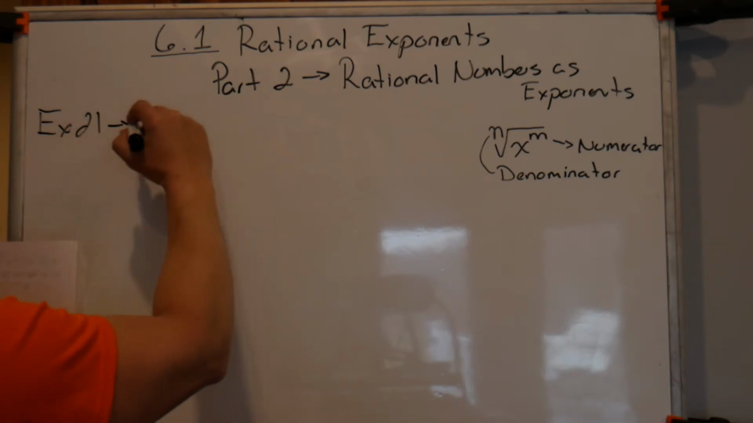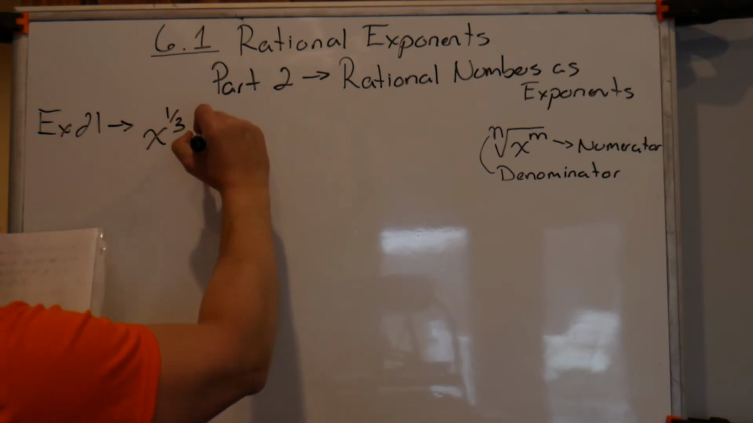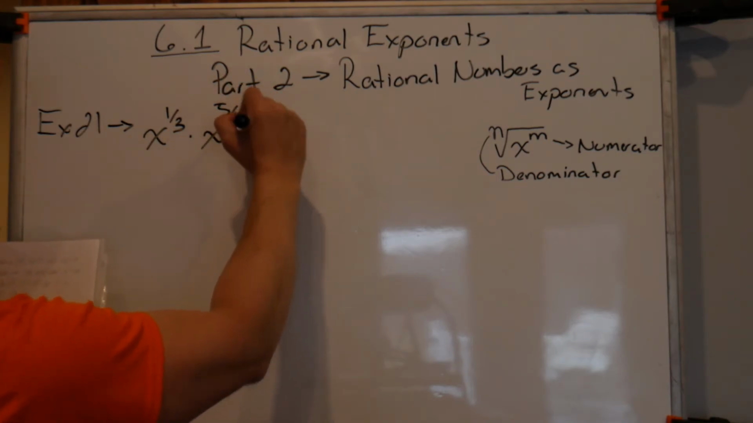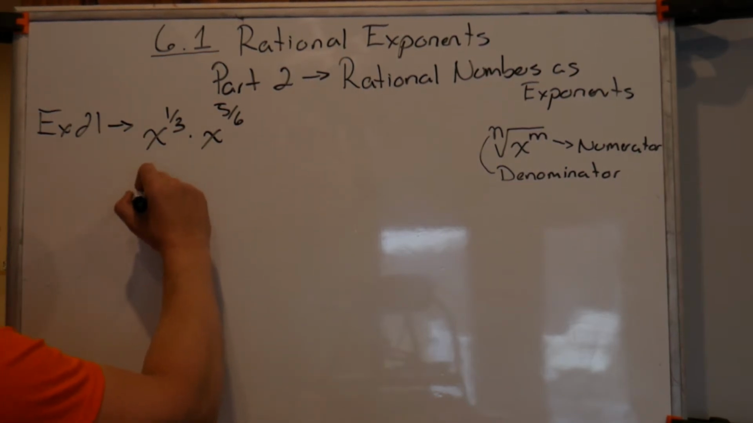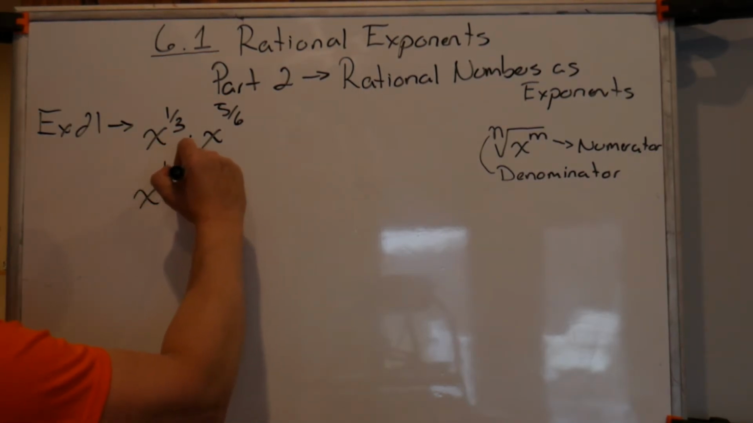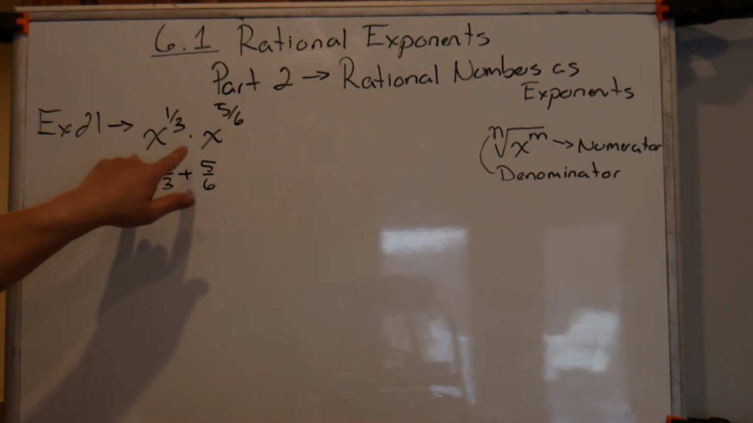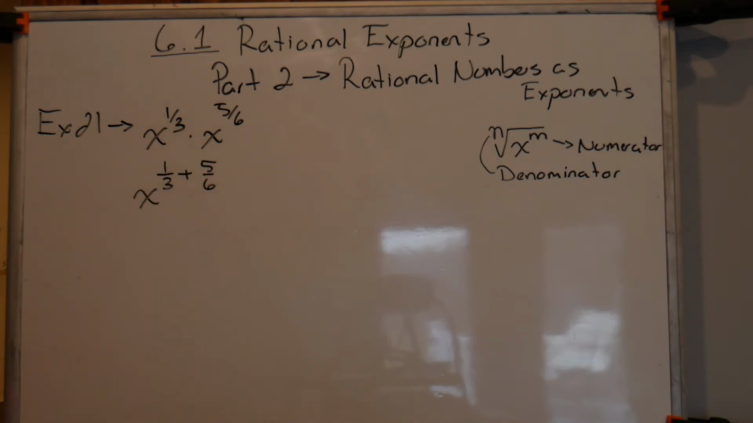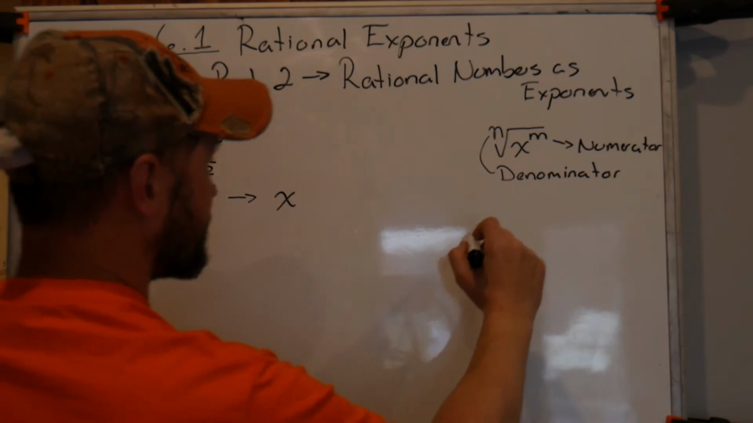Example 21. They give us x to the 1/3 times x to the 5/6. Again, when we multiply variables with exponents, we add the exponents. To add fractions, I'll do this over here.